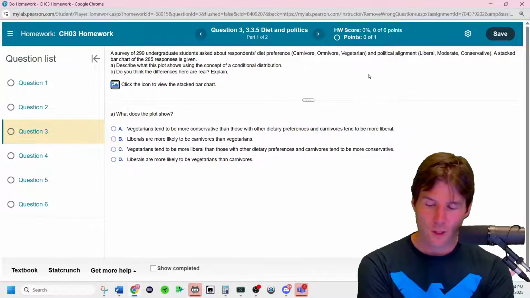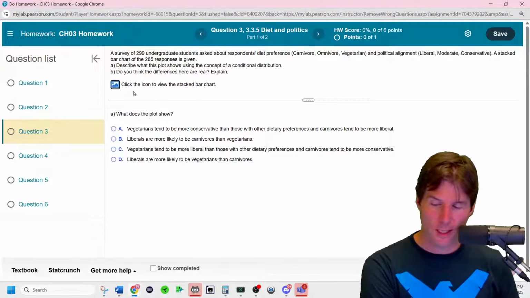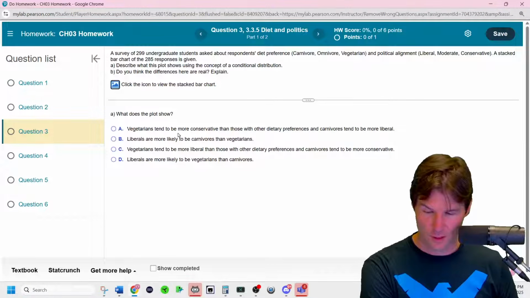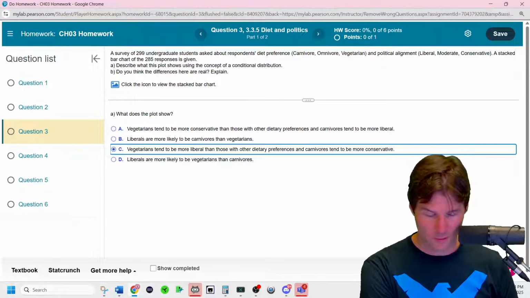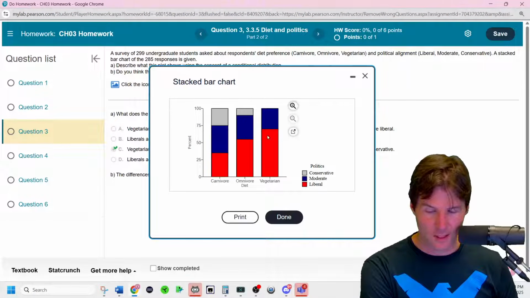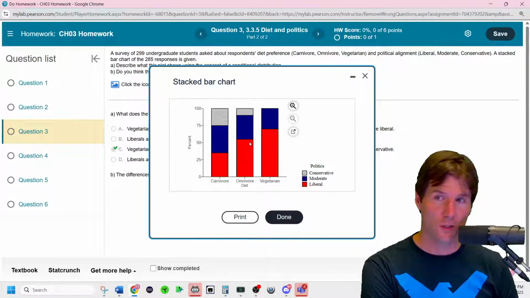So we're really looking at vegetarians are more likely to be liberal. Carnivores are more likely to be conservative. These are big differences. When you notice these gaps like this, the bigger the gaps, the stronger the association.